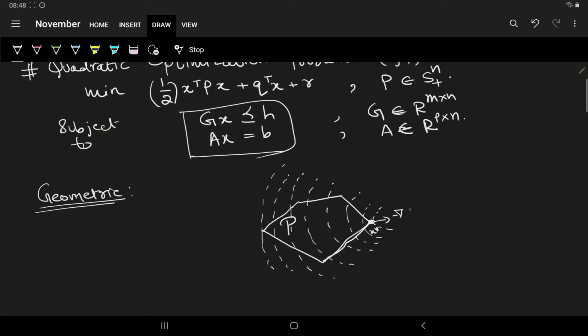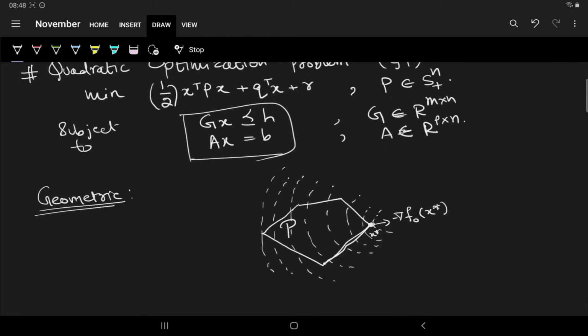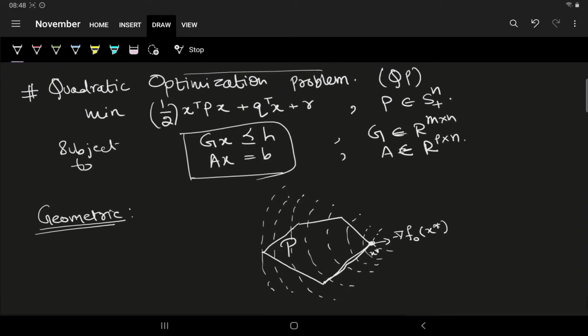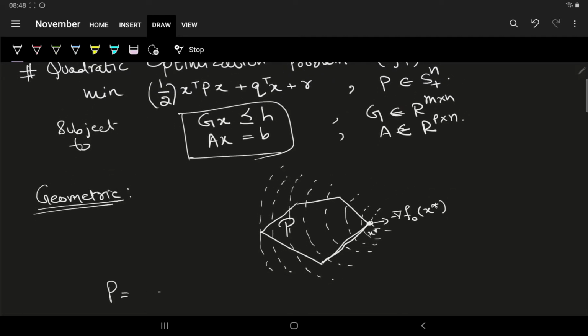this is normal to the slope at x star. So this is kind of the geometric interpretation of the quadratic optimization problem. We can observe here that if P is equal to 0, then it is a linear program. If this is 0, then this won't exist, and this is like a linear program.